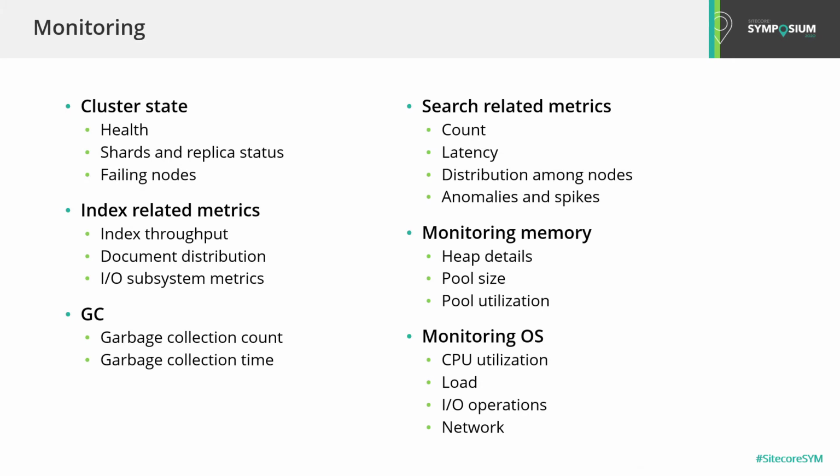Okay, monitoring. It is also important to have good monitoring for the overall system, and the key things to monitor are cluster state: whether nodes are healthy, and the status of shards and replicas. Index-related metrics: monitor throughput, document distribution, and IO metrics. For garbage collection, we can monitor count and timing. For search-related metrics, you can monitor count, latency, distribution among nodes, and anomalies and spikes.